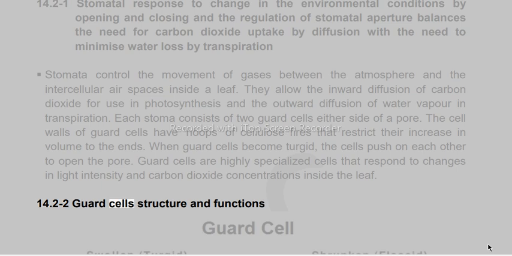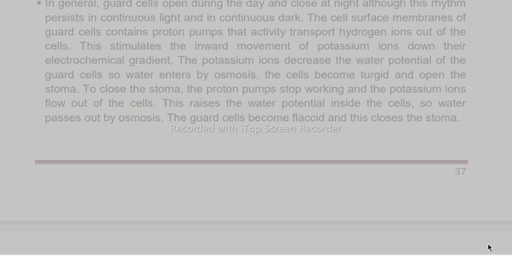14.2.2 Guard cell structure and functions. In general, guard cells open during the day and close at night, although this rhythm persists in continuous light and in continuous dark. The cell surface membranes of guard cells contain proton pumps that actively transport hydrogen ions out of the cells. This stimulates the inward movement of potassium ions down their electrochemical gradient.